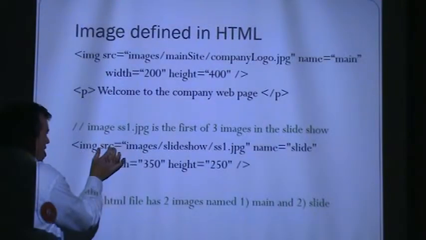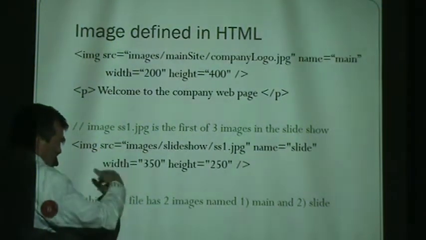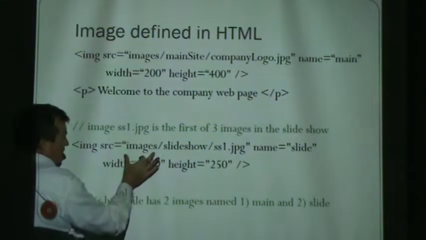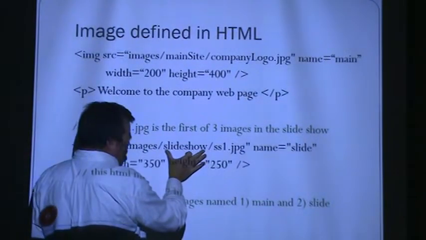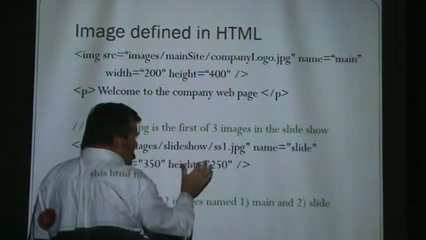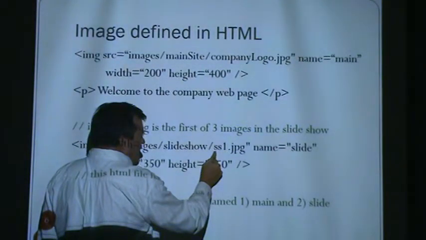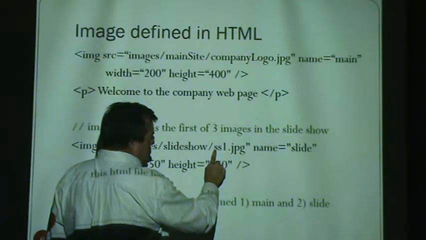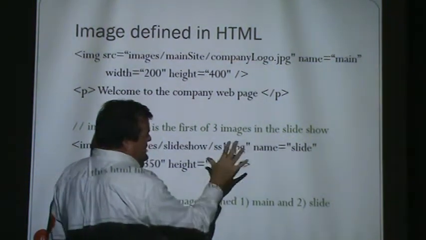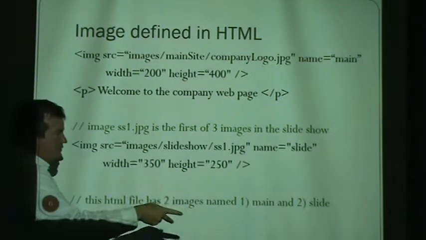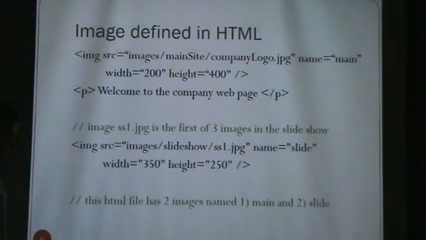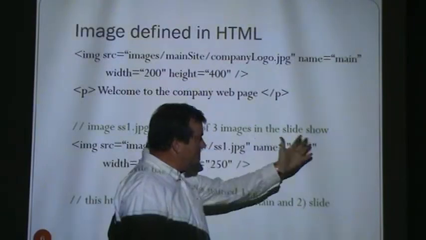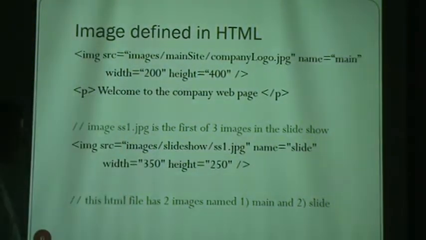We say image, and we say the source, the location of the picture. And somewhere on a web server, we have a folder called images, and then maybe another folder called slideshow. And then we have a picture called ss1.jpg. So this would be like slideshow 1. So let's say we have 3 pictures, slideshow 1, slideshow 2, slideshow 3. We give this image a name. We'll call it slide.